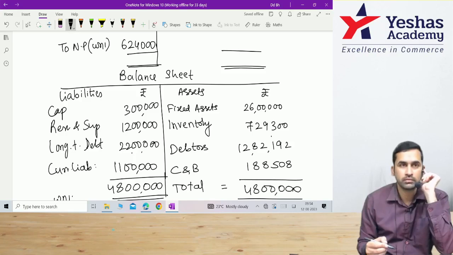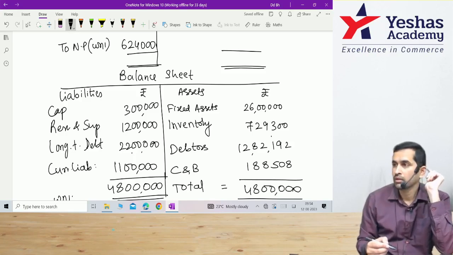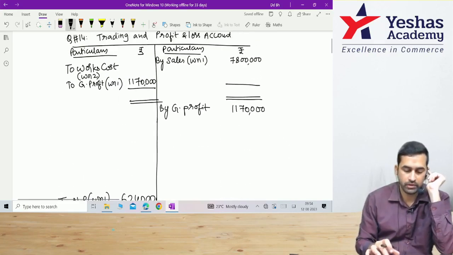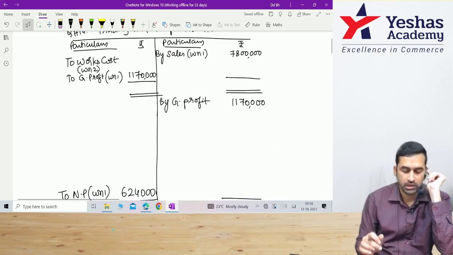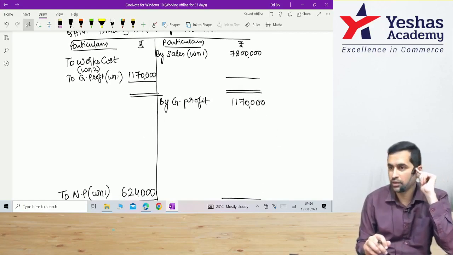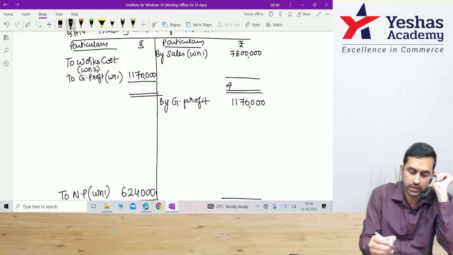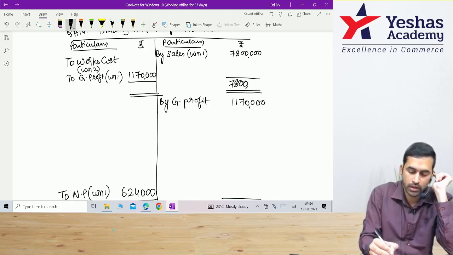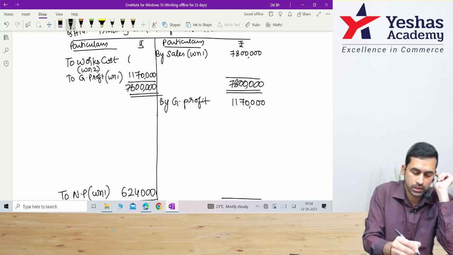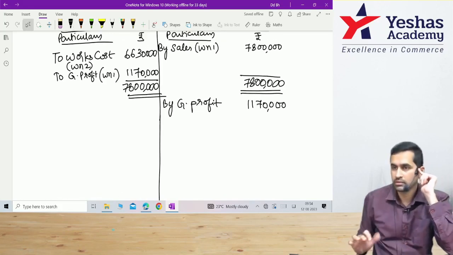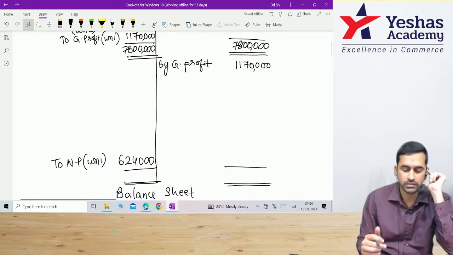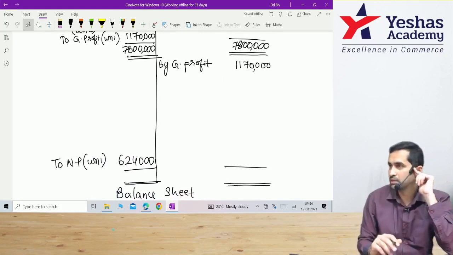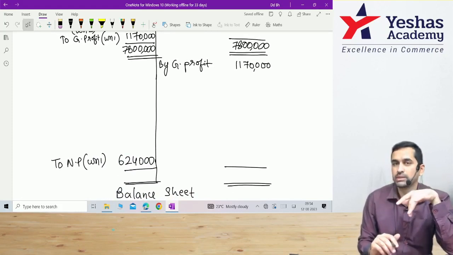What about the trading P&L part? I think we have completed the trading account part already. This was 78 lakh minus this 66 lakh 30,000. This portion is done. And now the only thing to be done is GP and MP. Numbers are already there. We don't have any specific expenditure.